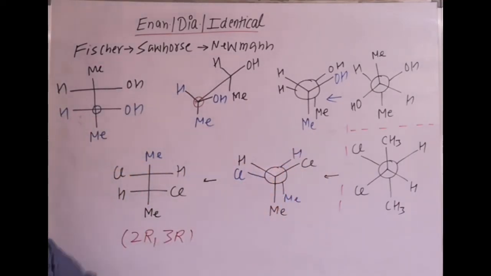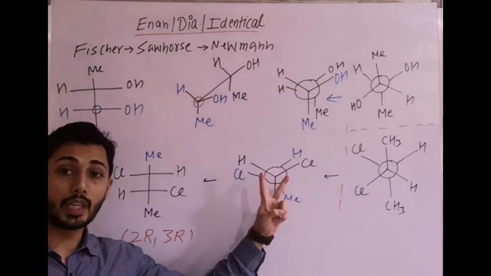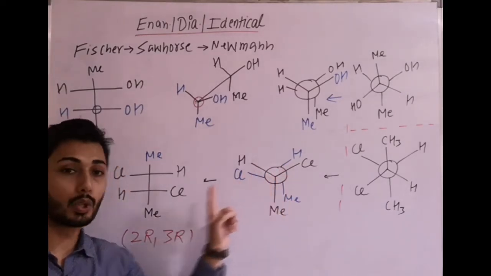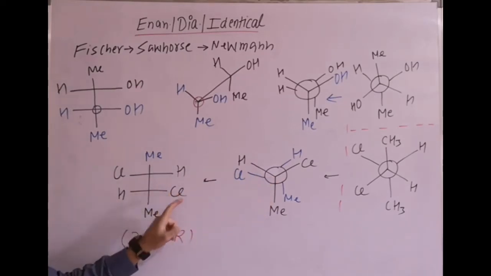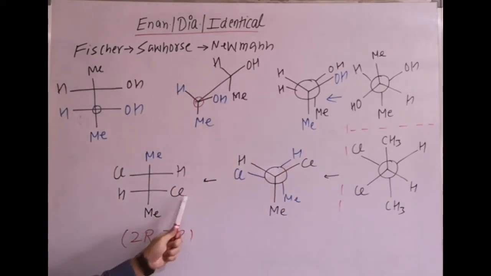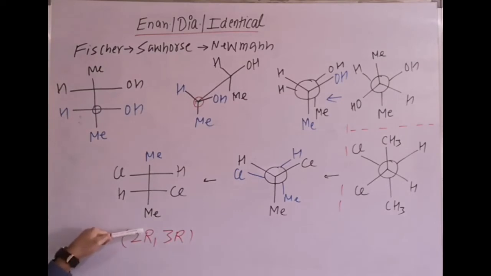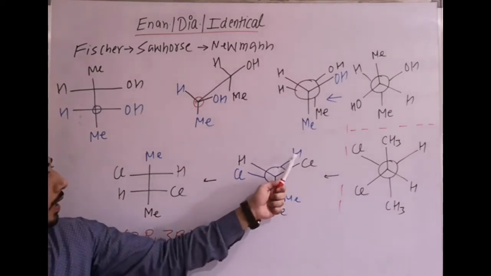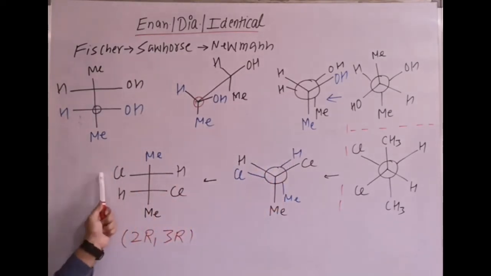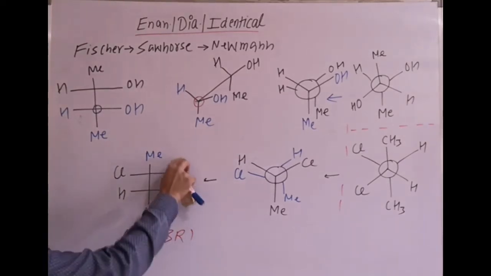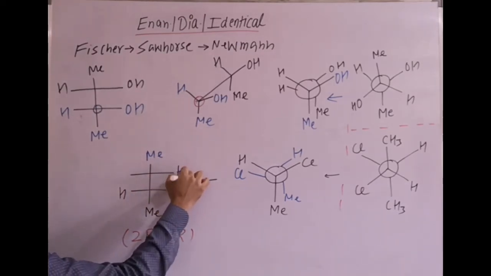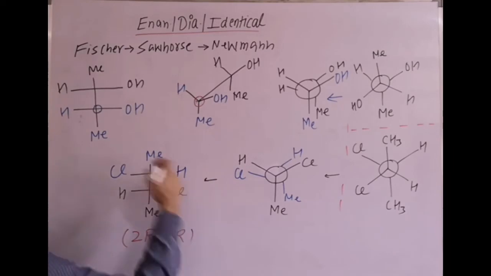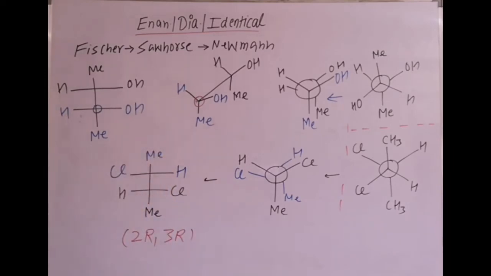Then the front carbon in Y form, the front carbon is the lower chiral carbon here. Cl on the right, H on the left, below it is methyl. Back carbon: H right, Cl left. I'm maintaining the blue color there. H right, Cl left, and methyl in front of methyl. Now it is the correct representation.